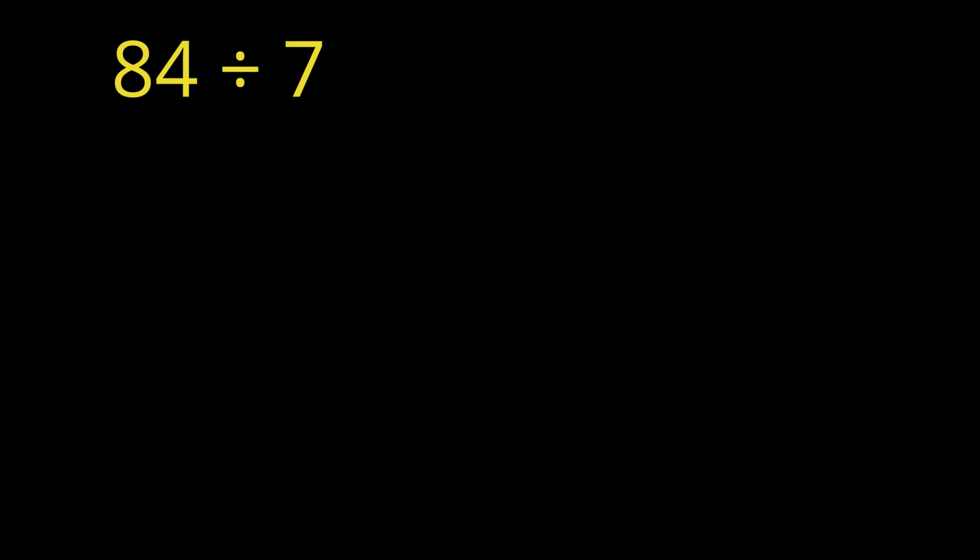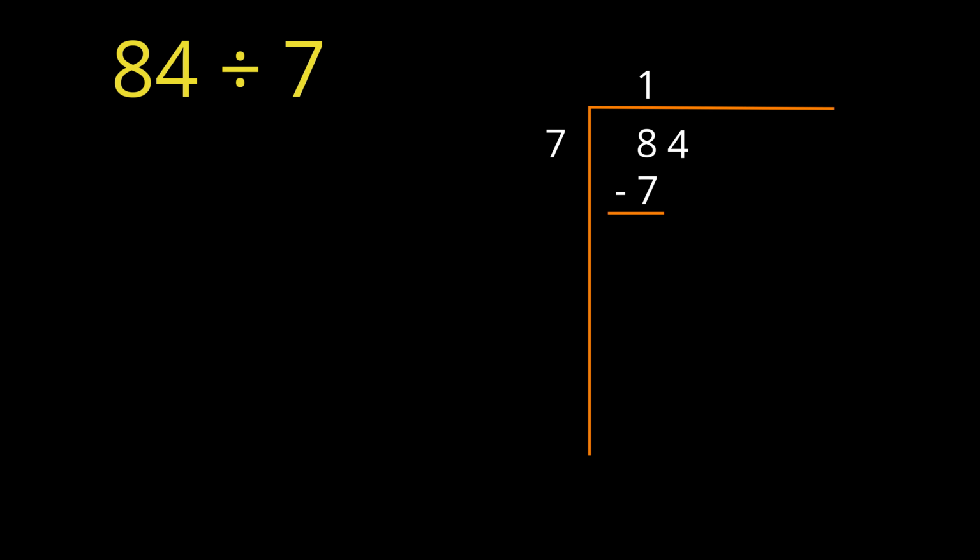Now let's do 84 divided by 7. 7 divides into 8 one time. Write 1 in the answer. 1 multiplied by 7 is 7. 8 minus 7 is 1.